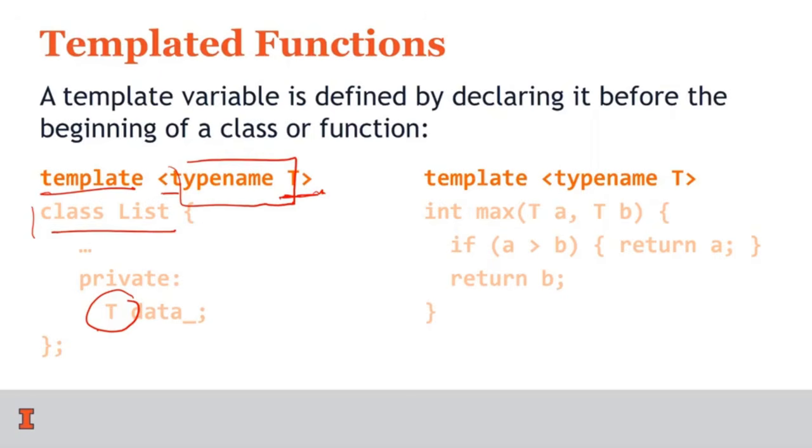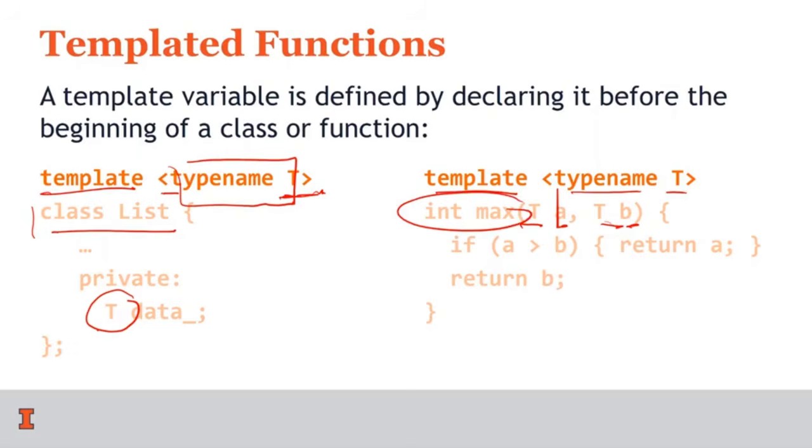Likewise, we can also have templated functions. Here we see the exact same syntax, template typename T, and inside the function itself, we can use T as a type. Here is T a and T b. This function, this max, simply looks at a and b, compares them, and returns the largest one. It returns the maximum of those two variables.